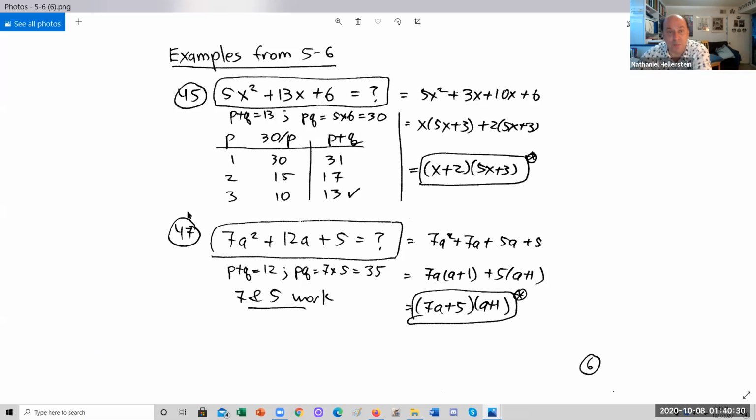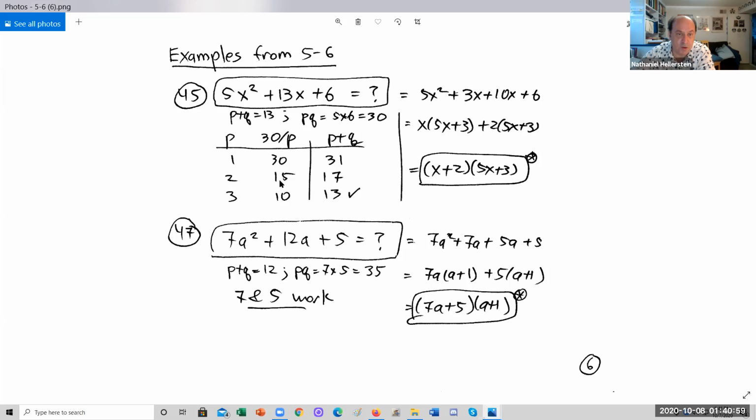So for example, let's factor 5x squared plus 13x plus 6. We need two numbers whose sum is the middle term coefficient 13, and whose product is 5 times 6, that's 30. Sum is 13, product is 30. All right, so we have p, q is 30 over p, and let's look for the sum. If p is 1, then q is 30, and the sum is 31, too big.